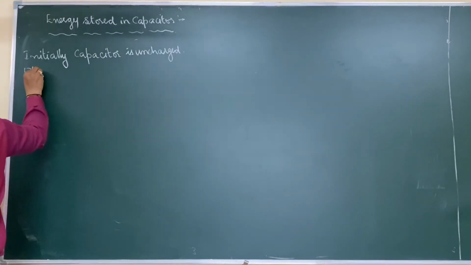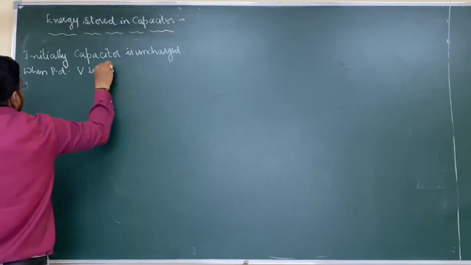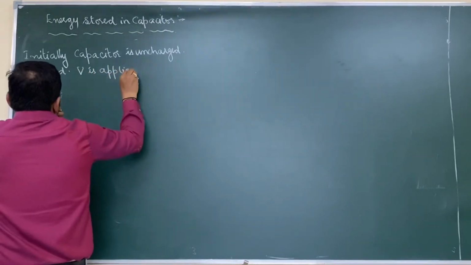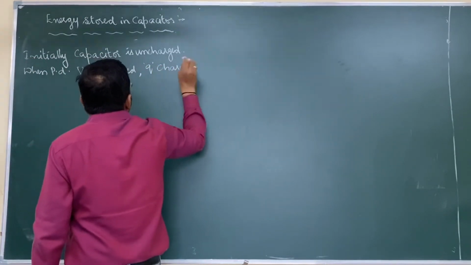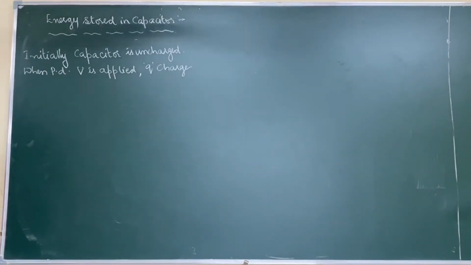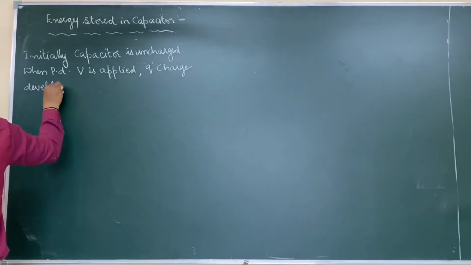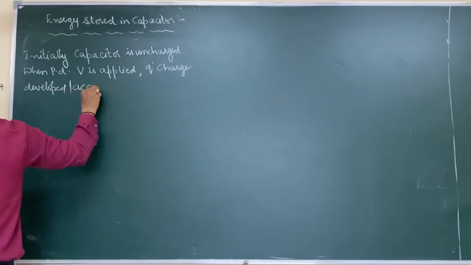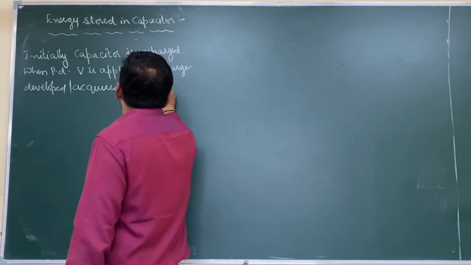Okay, when potential difference V is applied, Q is the charge developed on the capacitor. Okay, Q is the charge developed on the capacitor, or the charge acquired by the capacitor.